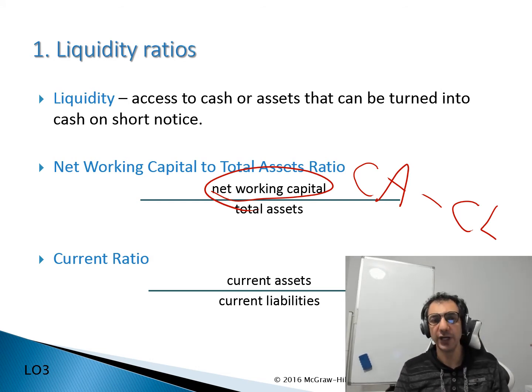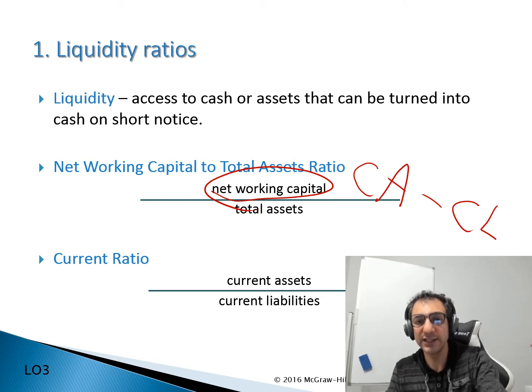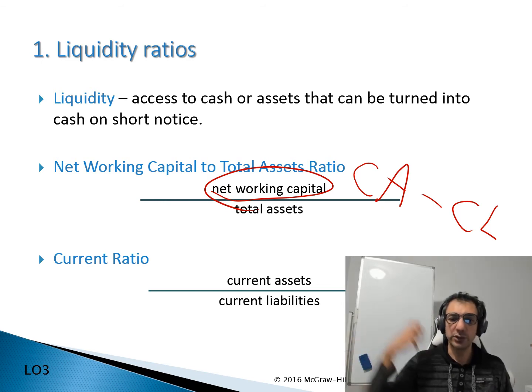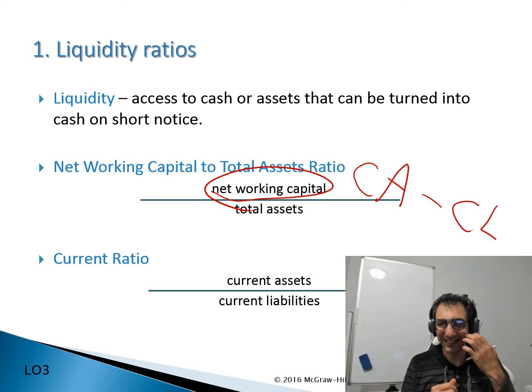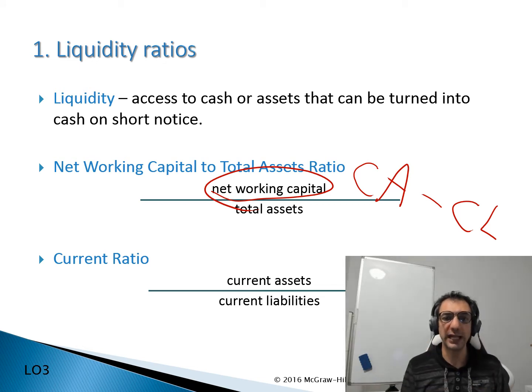You can go with different ratios. For example, net working capital to total assets. We learned that net working capital is your current assets minus current liabilities, so you take current liabilities out of current assets, divided by total assets. For most of these ratios, a higher ratio means the company is more liquid. So if net working capital to total assets is higher, it means the company has access to assets which can convert into cash faster, which is a good sign from the liquidity perspective.